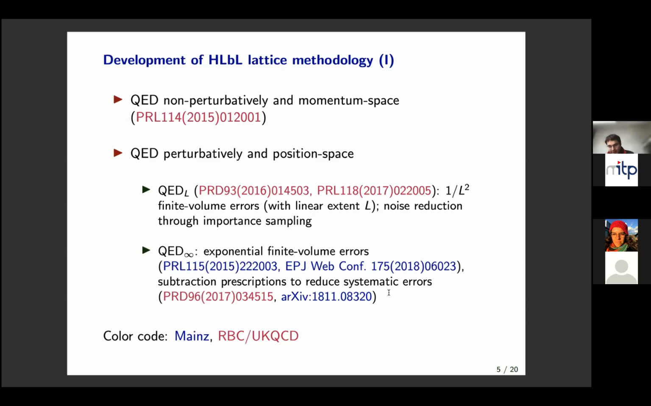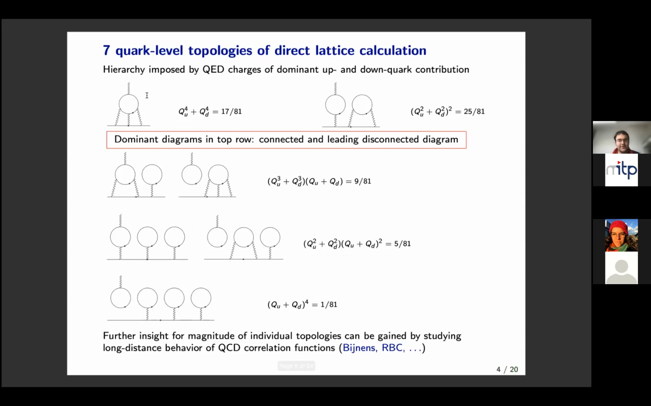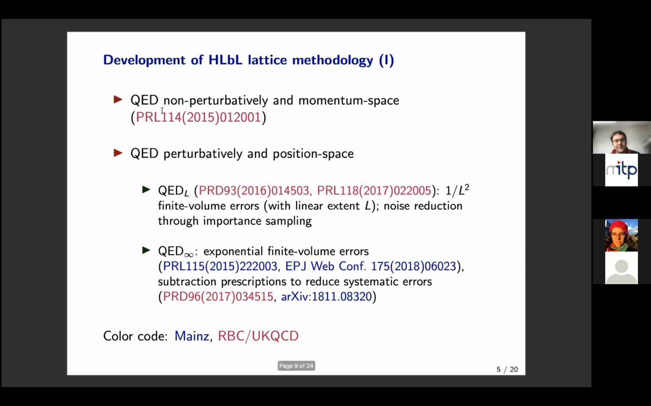So, quick history of the lattice, as promised. In 2015, there was the first method proposed where the QED was treated also non-perturbatively and in momentum space. You think of a diagram like this, where the photon propagator would be generated similarly to how all the gluon propagators are generated, in a stochastic way. This was a first attempt.